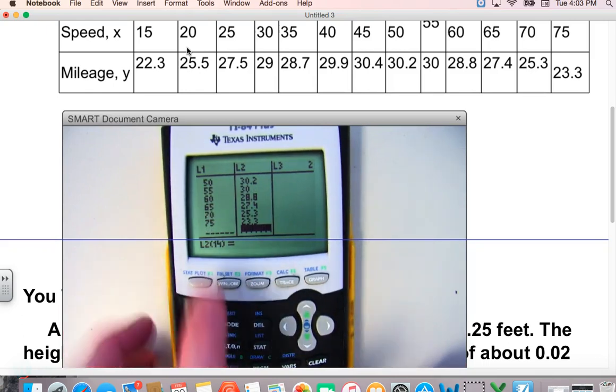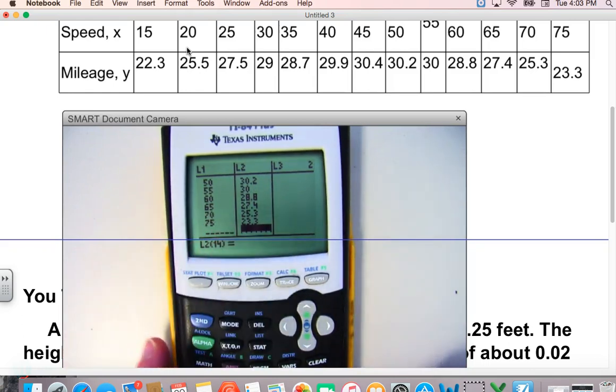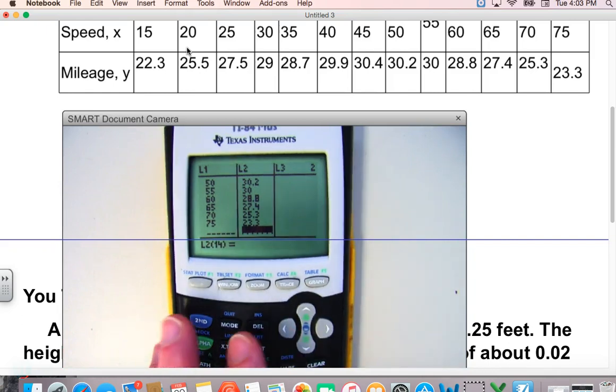Make sure you don't have an extra element. They stop at the same spot. So we assume we've typed them in right. We might have hit a button wrong. You can always go back and check. I'm not going to take time to do that.